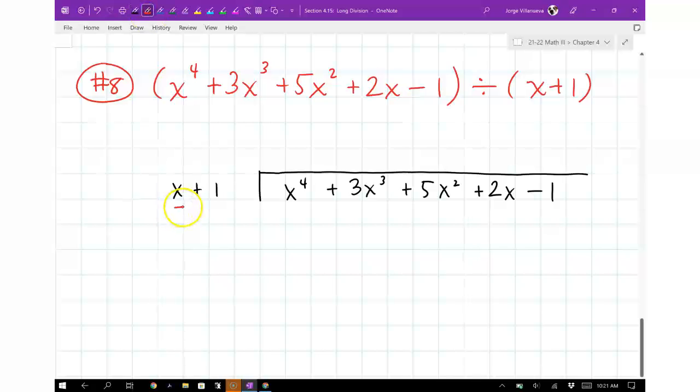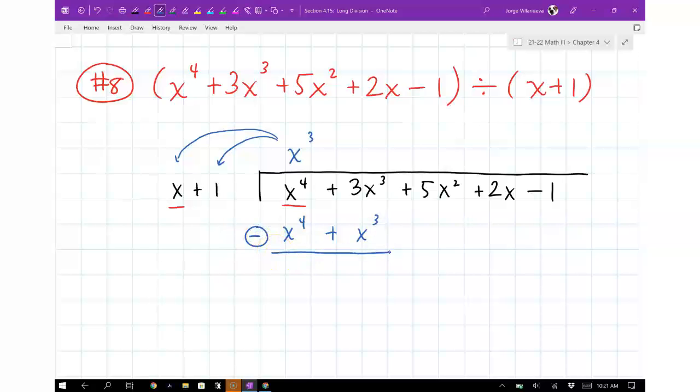So that's kind of nice. So focus on our first terms, x and x to the 4th. What do I multiply x by to get x to the 4th? X cubed. Thank you. So x cubed. And remember, I'm going to multiply both terms. So let's see, x cubed times x is x to the 4th. X cubed times 1, that's x cubed. And let's subtract. Notice my first terms will cancel out, right? X to the 4th minus x to the 4th is 0. Then I get 3x cubed minus x cubed. Well, that's 2x cubed.